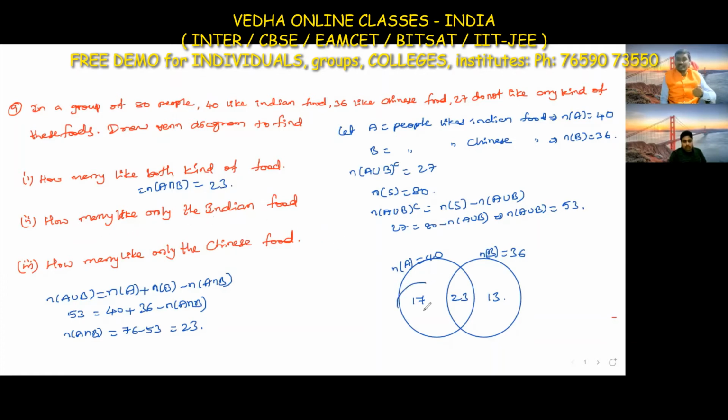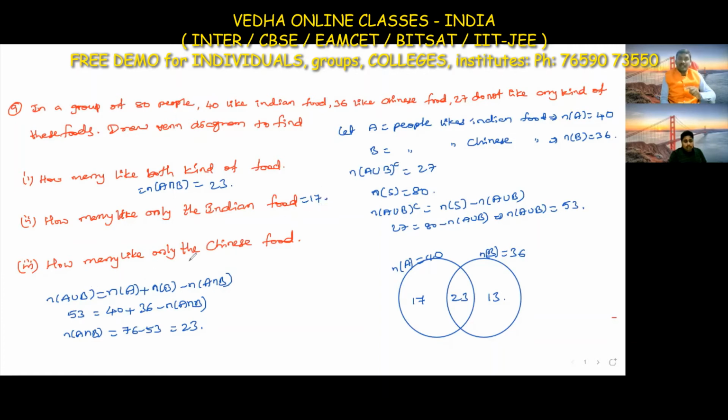Only Indian food. So complete Indian, who likes Indian, means 40. Only Indian means if anybody is eating Chinese food, don't take that. So that means total overall 40, and from that 40 we have to subtract this 23. Then we get the people who like only Indian food. How many are there? They are 17.